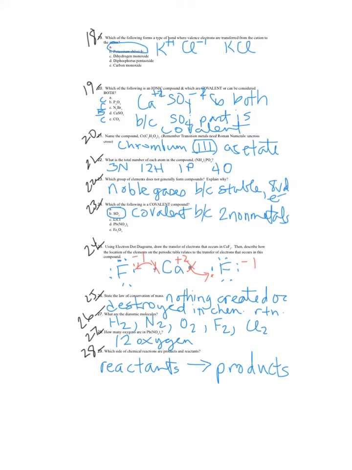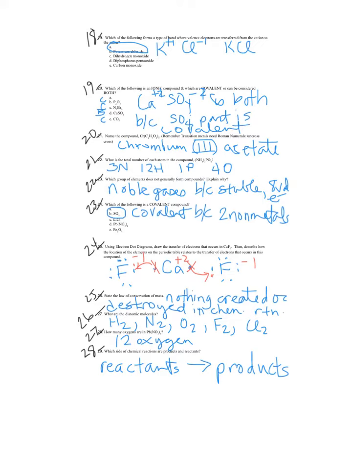Question 19: which are ionic compounds, which are covalent, and which can be considered both. Letter A is covalent, two nonmetals. Letter B is covalent, two nonmetals. Letter C has calcium acting as a metal and a polyatomic ion, sulfite, acting as a nonmetal, and that is considered to be an ionic compound.